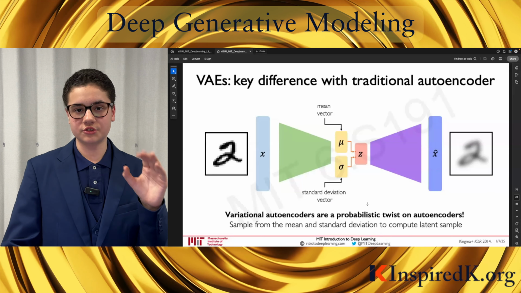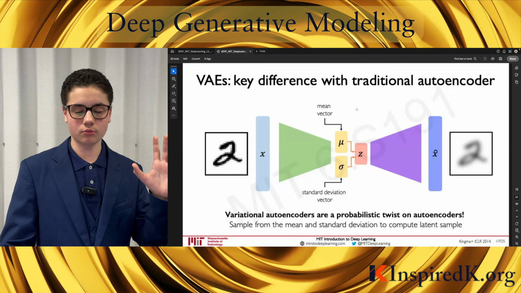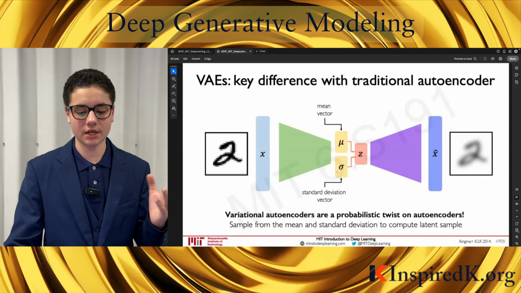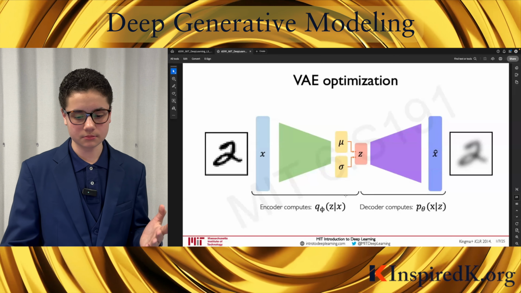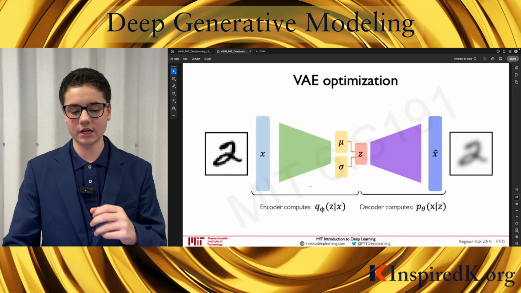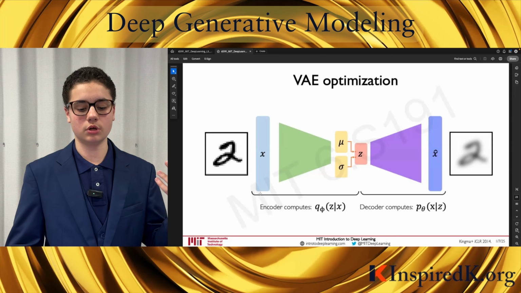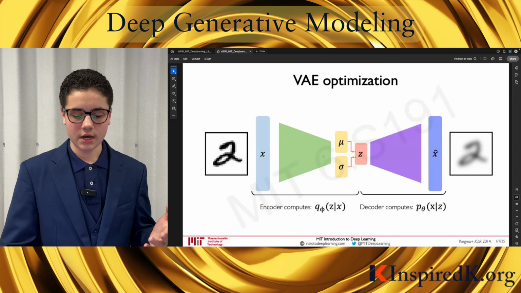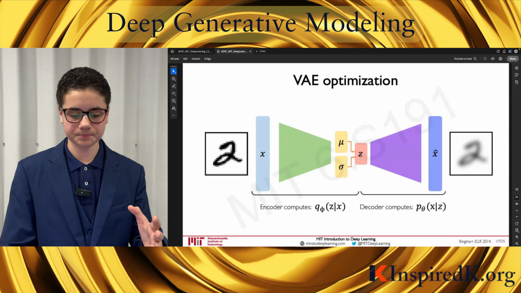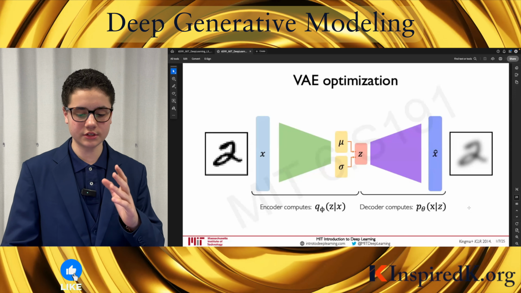And these are simply adding probability to our autoencoder, where we just randomly sample from our mean and standard deviation to get our latent space sample. And to optimize our variational autoencoder, we can first start by computing the difference between our input and the latent space with our encoder, and then computing the difference between our latent space and the reconstructed output for our decoder.